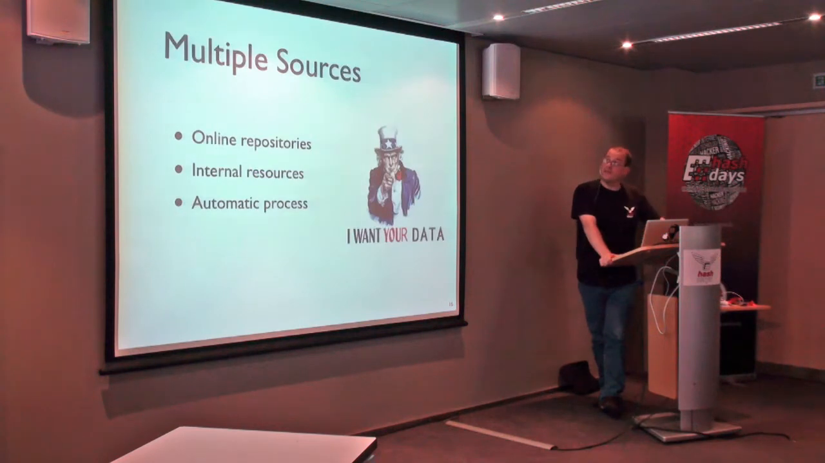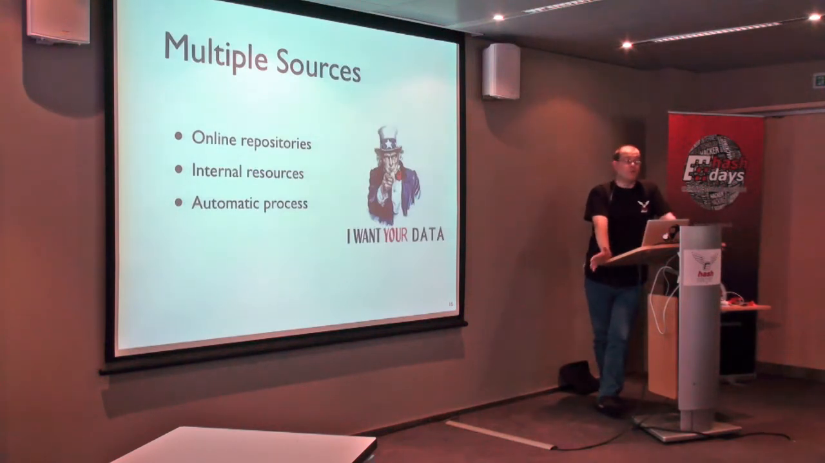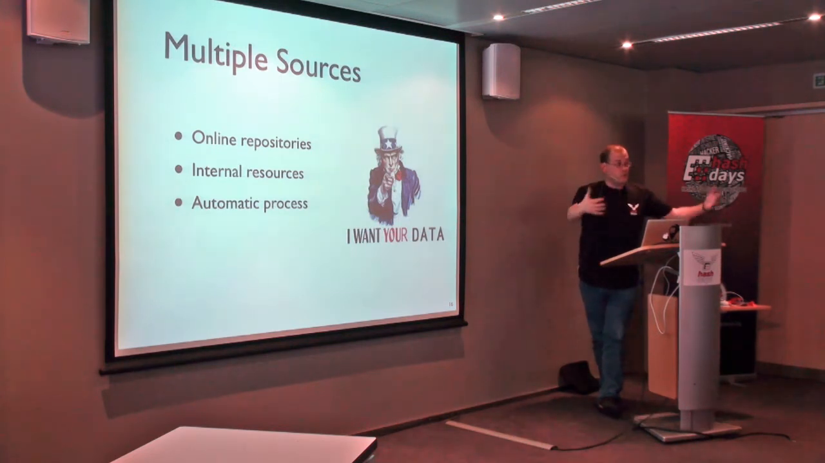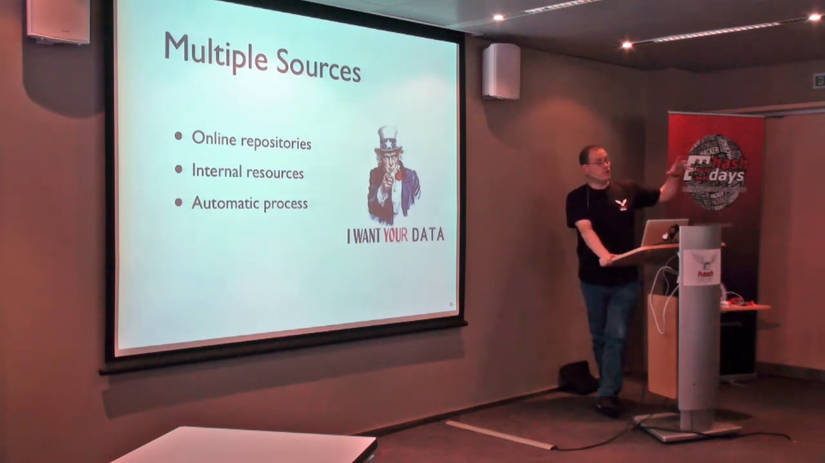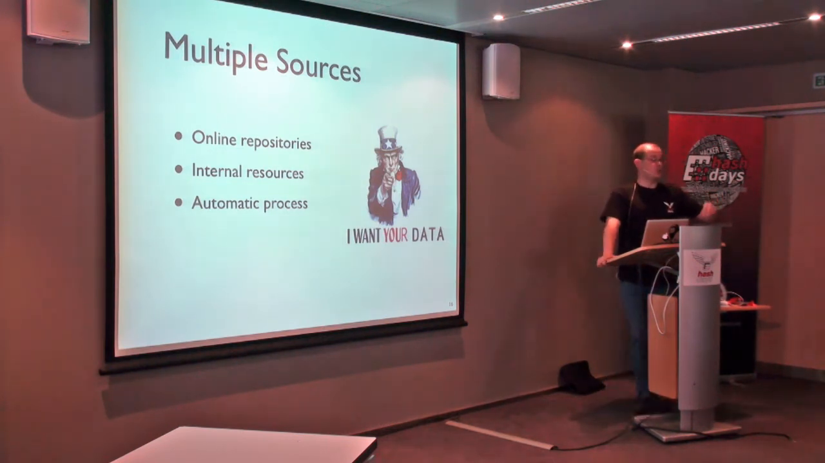We can also have data coming from multiple sources, online repositories. The internet is full of interesting websites where you can download useful information. We will see later, for example, a public list of malicious domain names used by botnets and so on. You also have internal resources, of course, in your different components, and also automatic processes, because you can already generate events based on correlation in your SIEM, so you know that this IP address is malicious because we saw it in this event and this event. So that's the good news. We already have the raw material to implement this.